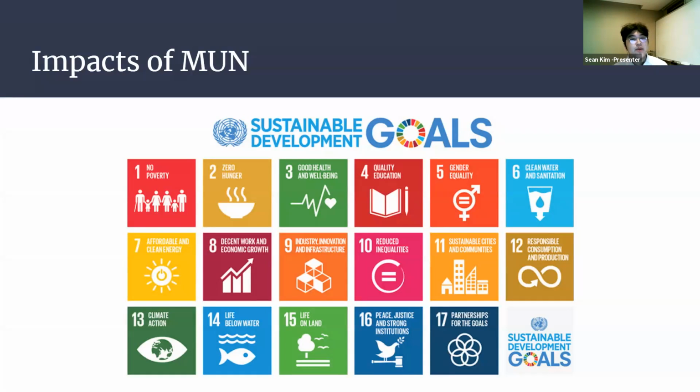And because these sustainable development goals need to be fulfilled in order for a sustainable future that we all live in, it is very important that students know about these sustainable development goals. And by participating in MUN conferences, and especially MUN conferences that have a partnership with these sustainable development goals, students are able to learn what needs to be done in the future in order for a better society.